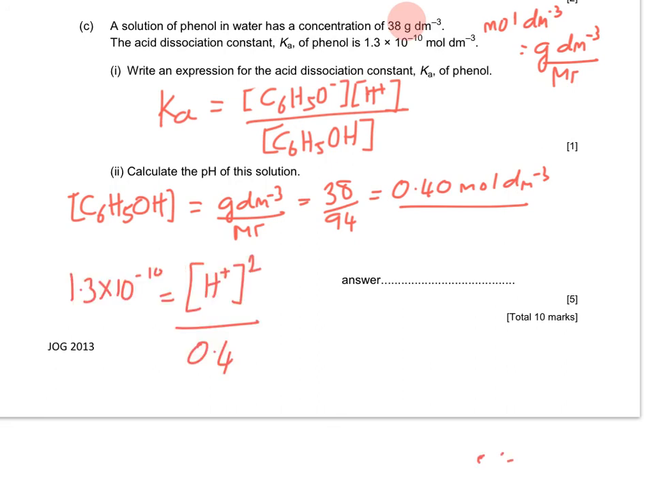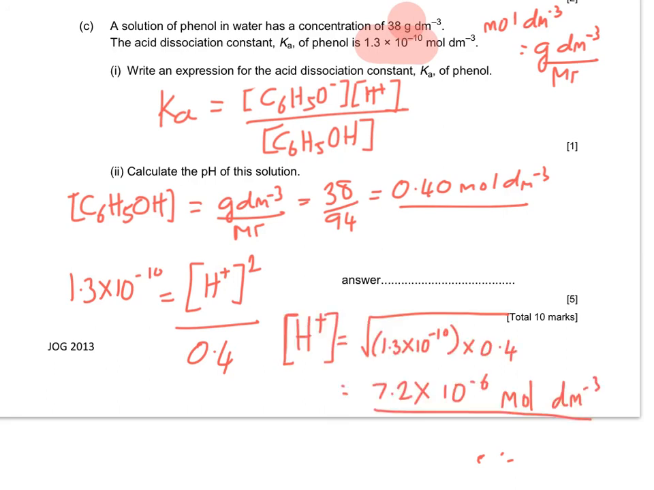And we know from our previous slide that we can convert the Ka expression into H plus squared over C6H5OH. So the concentration of H plus squared divided by 0.4 is going to be our Ka value, and we're told the Ka value in the question as 1.3 times 10 to the minus 10. So we can plug that value in here. And by rearranging the Ka expression so that H plus concentration is the subject, we get the square root of 1.3 times 10 to the minus 10 times 0.4, which gives us 7.2 times 10 to the minus 6 moles per decimeter to the minus 3.